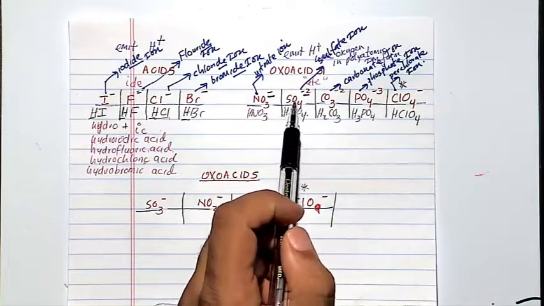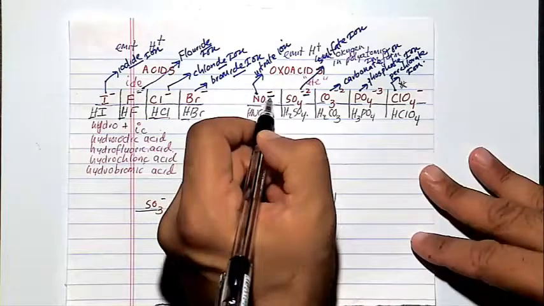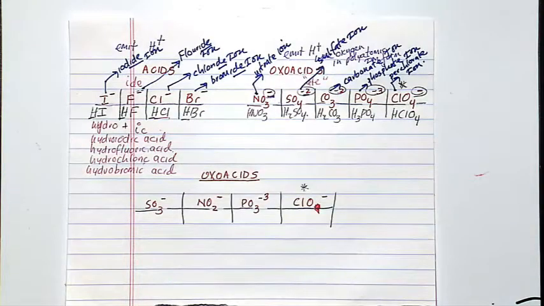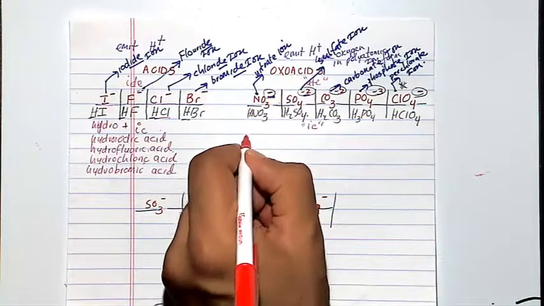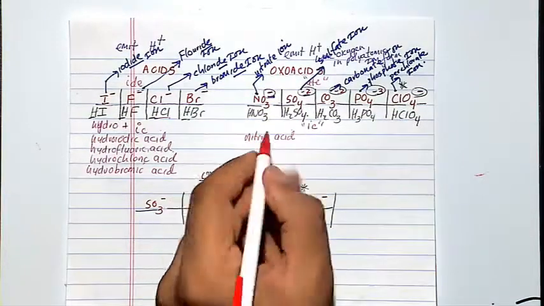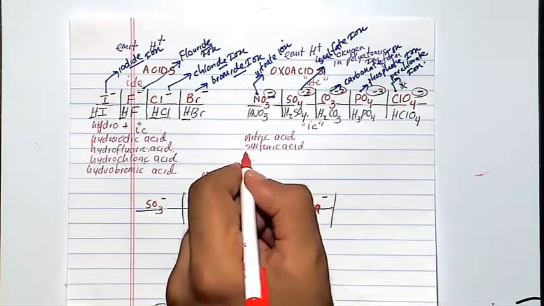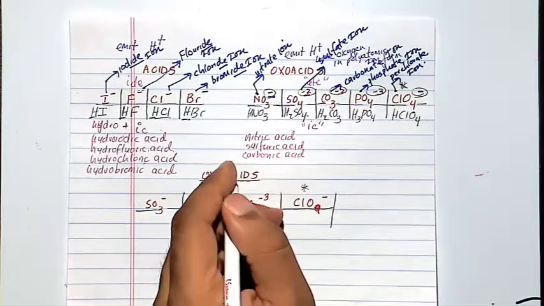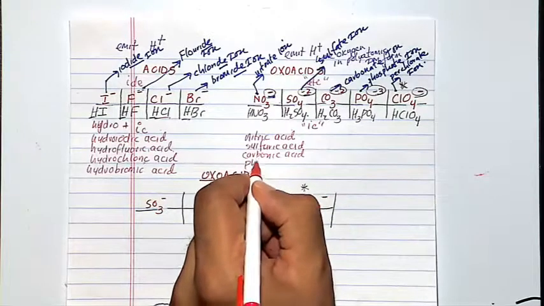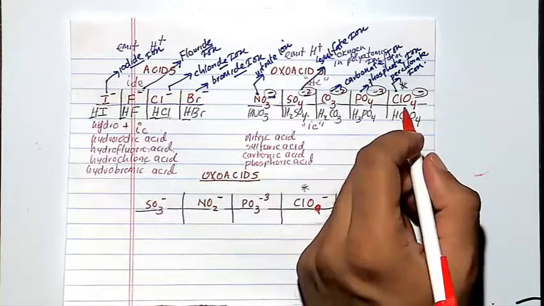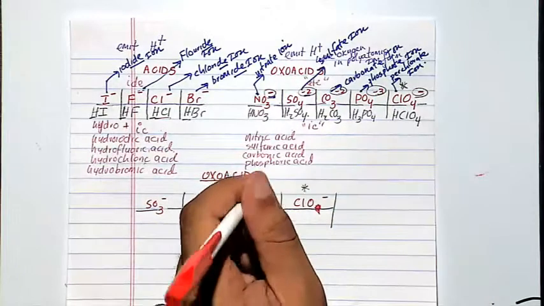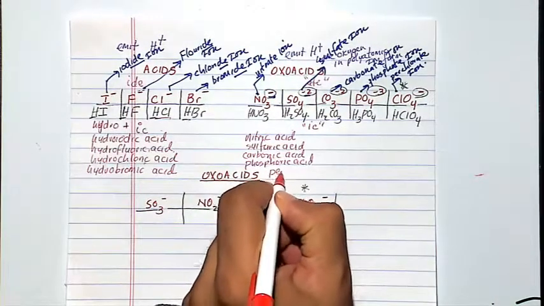How will you name these? Ate is the anion form, and then you don't add the hydro like you do here. What happens is that the ate becomes just ic. So HNO3 becomes nitric acid. H2SO4 becomes sulfuric acid. H2CO3 becomes carbonic acid. H3PO4 becomes phosphoric acid. And finally, ClO4 minus, the perchlorate ion, becomes perchloric acid.